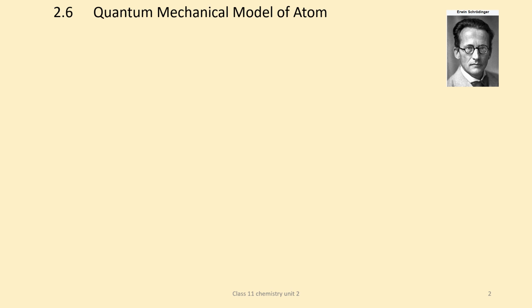This is mainly because classical mechanics ignores the concept of dual behavior of matter, especially for subatomic particles, and the uncertainty principle. The branch of science that takes into account this dual behavior of matter is called quantum mechanics.